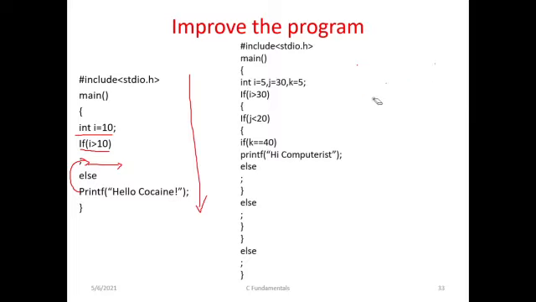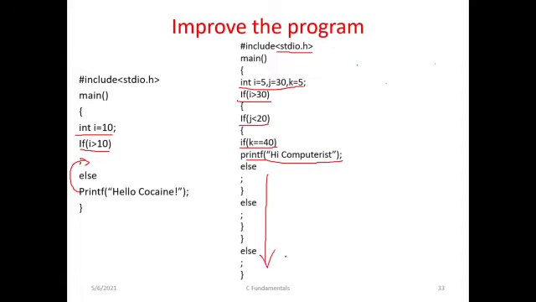Okay, how about the second one? How about this one? Include stdio.h, main, int i is 5, j is 30, k is 5. If i greater than or equal to 30, then it will get into this. If j less than 20, if k is equal to 40, printf high compute rest. Else do nothing. Correct? So what can be done? How can it be changed? Any idea?